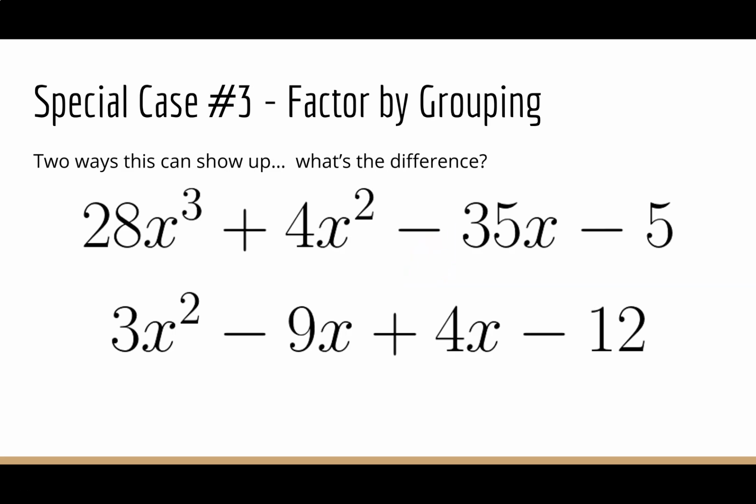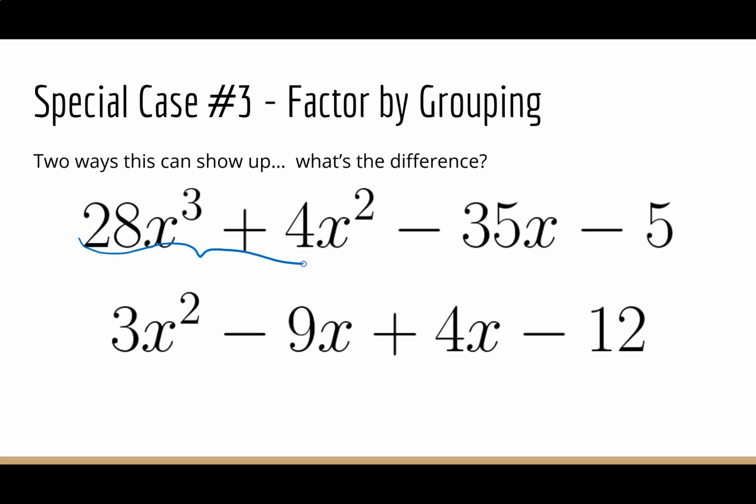Another special case, whenever you're given 4 terms, it's a factor by grouping problem. It can present itself in a couple of ways. The top one is a cubic. None of those terms can be combined, so we do factor by grouping. So let me try and squeeze that in here.